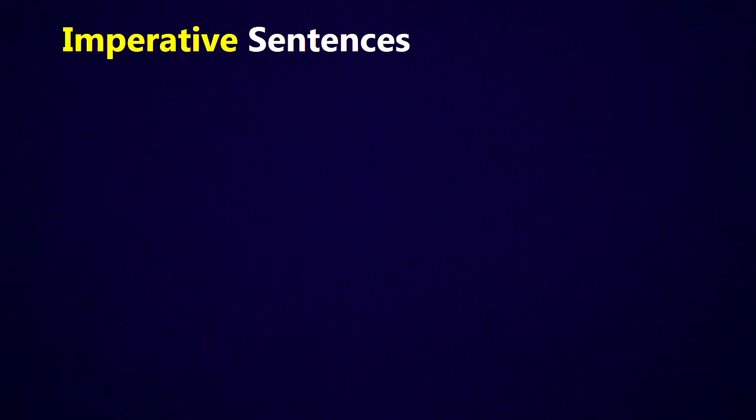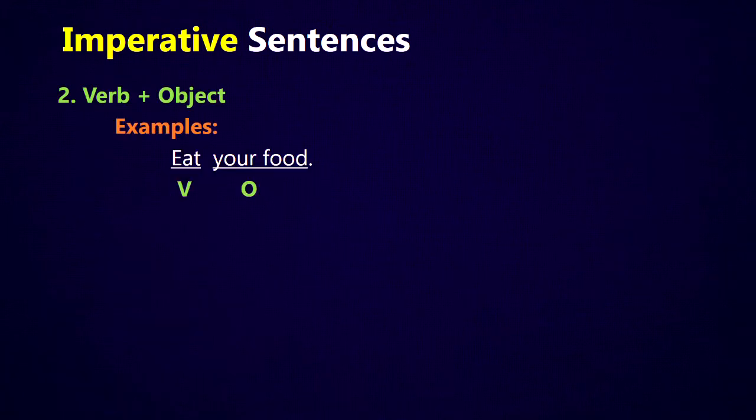So the second type of imperative sentence would be with a verb and an object. For example, eat your food. Again, the sentence starts with a verb, but we have an object after it. This is what we call a transitive verb. A transitive verb is a verb that has an object with it.